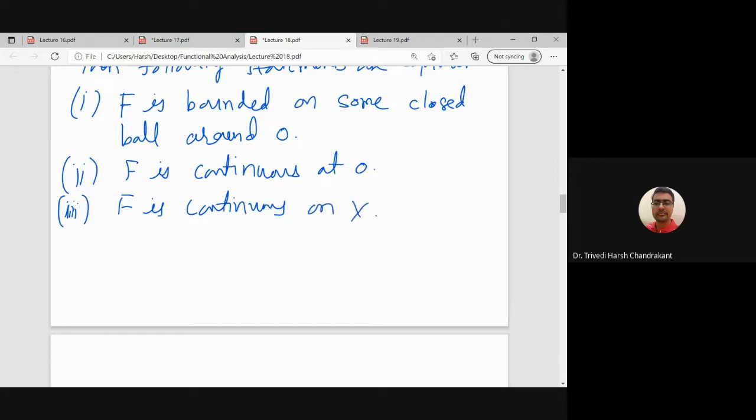Right. If f is a linear map, then these two statements are equivalent, whether we check the continuity at every point or we check continuity at origin. Both the conditions are equivalent. The fourth condition is that whenever the function is linear and continuous, it is automatically uniformly continuous.